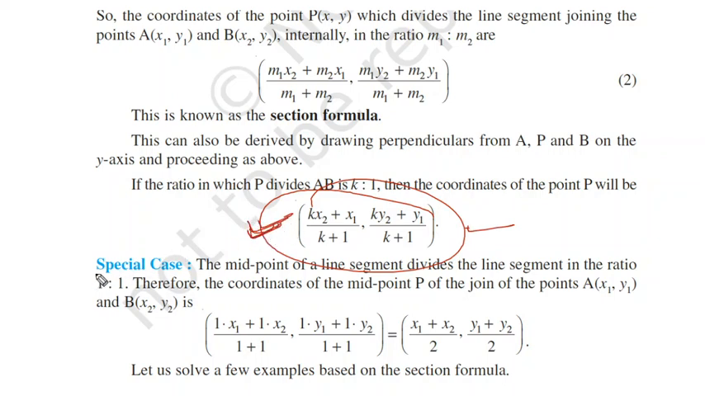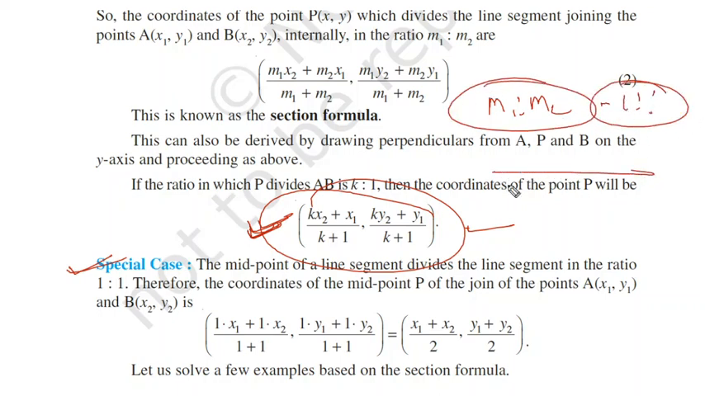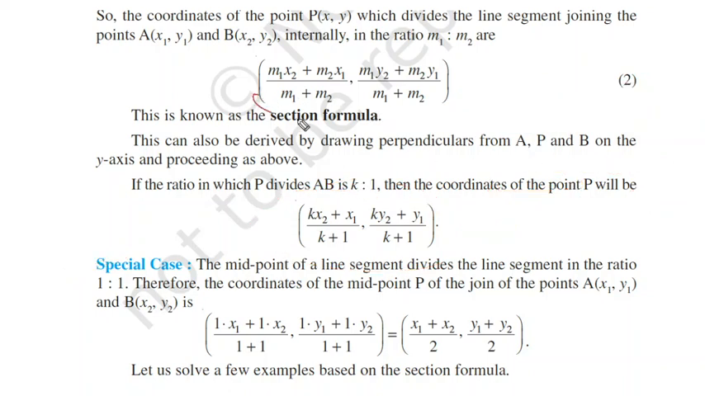Now there is a special case. Suppose m1 is to m2 is 1 is to 1. That means, suppose A and B are there, and the point P is dividing AB in 1 is to 1. That means P is the midpoint of AB. In that case, what will happen? In place of m1, we will write 1. In place of m2, we will write 1. Then the rest of the thing will remain the same.